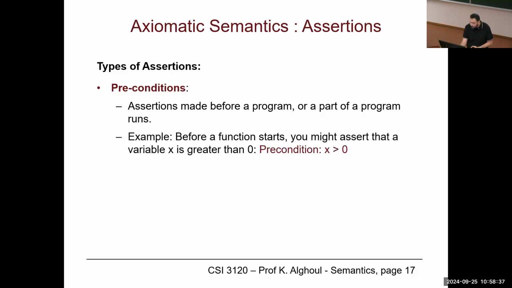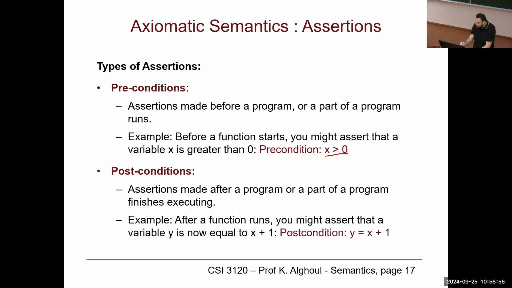For example, I'm saying my precondition is that x is greater than 0. So to be able to execute this statement, x has to be greater than 0 for this statement to work. Or postcondition, that means after the execution of the statement, it has to be y equal x plus 1. So do we understand the difference between precondition and postcondition? The postcondition is after I executed the line of code, I'm expecting y to always equal x plus 1. Precondition is before execution.